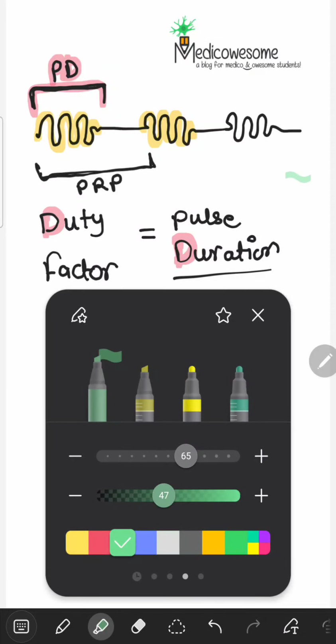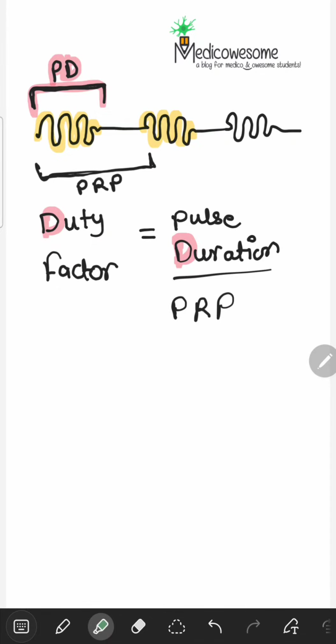And the entire period, so a period is the time required to complete one cycle. So one cycle is basically the amount of time between two pulses, so that's the pulse repetition period, and that's our denominator, so period.